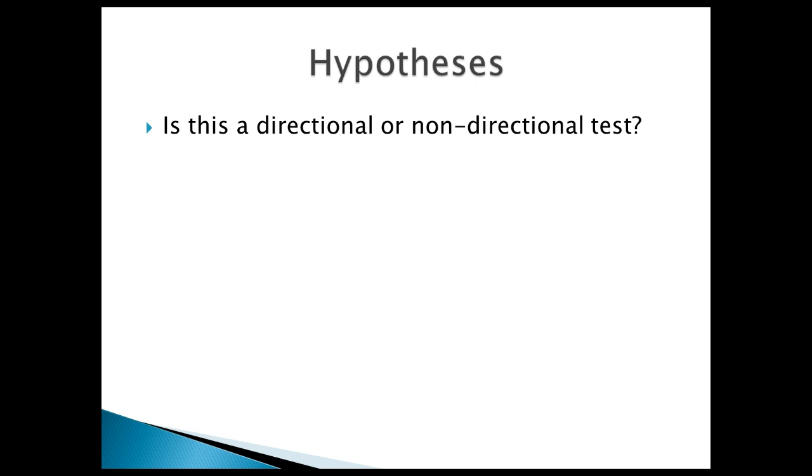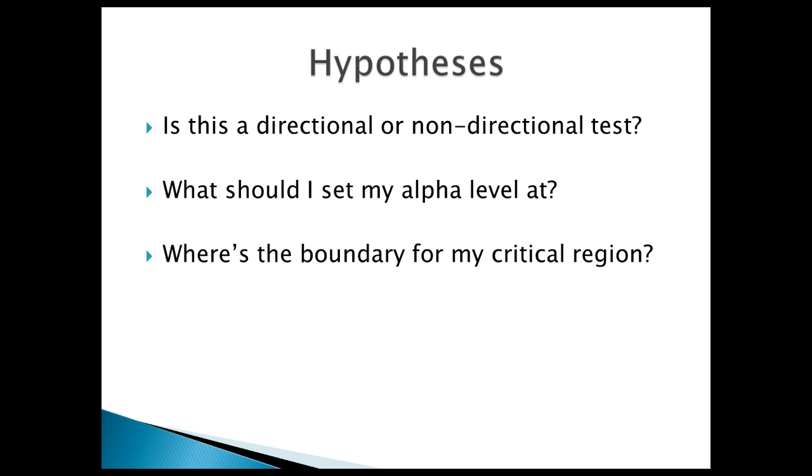So is this a directional or non-directional test? Well, based upon the hypotheses that we just outlined, it is a non-directional test as it's stated right now. What should you set your alpha level at? 0.05 is kind of standard, but you can also use 0.01. Where's the boundary for my critical value? You would find that in your t-test chart.